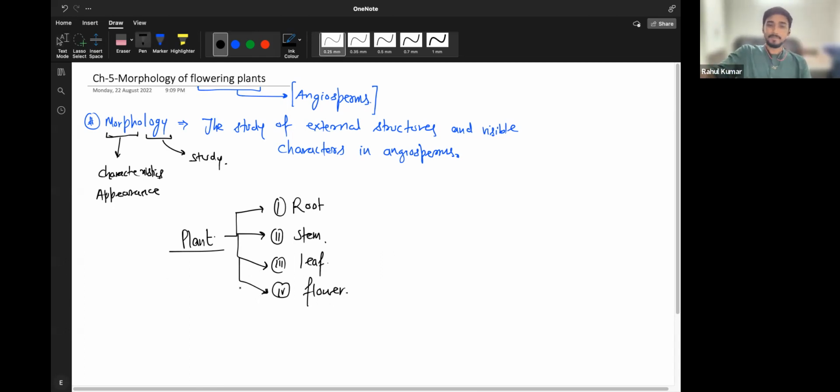But before flower, what is there? There's something called bud or inflorescence, right? You know what are inflorescence? Flowering plants mostly produce flowers.